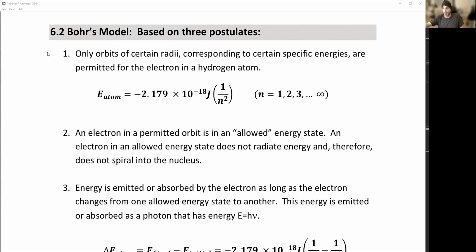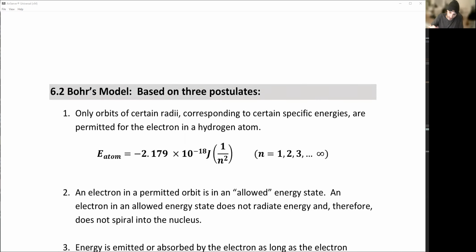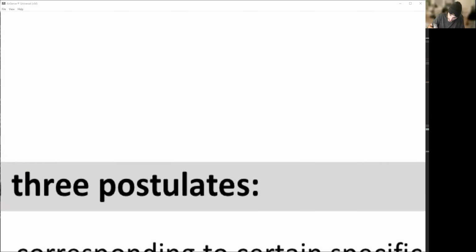All right, so let's take a look at part 2, 6.2, the Bohr model. The Bohr model is based on 3 postulates. Bohr basically said energy is quantized. The Bohr model is not really true anymore, but we're going to pretend it is for now.